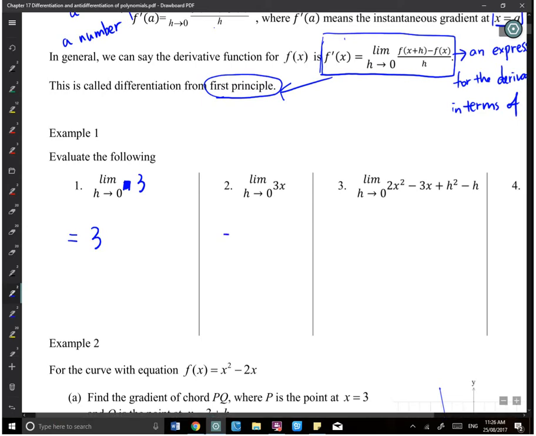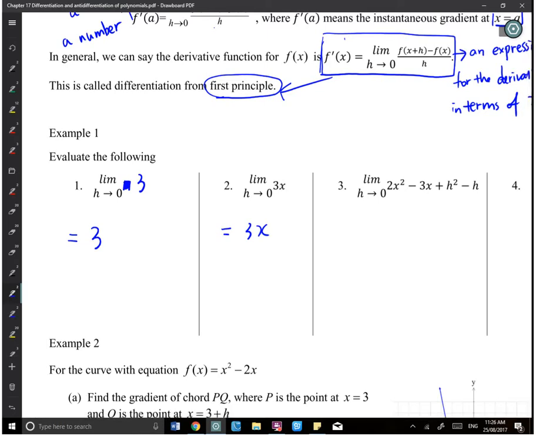So you can treat 3x just like a constant. Okay, 3x is a constant because there's no h. This function itself is not related to h at all. Okay, it's nothing to do with h. It doesn't matter what h is approaching. This function will still be that function.